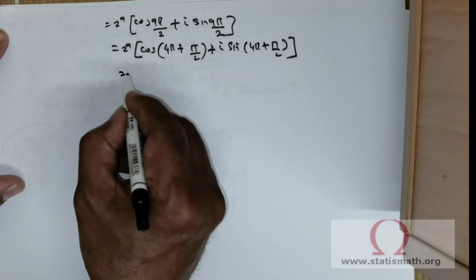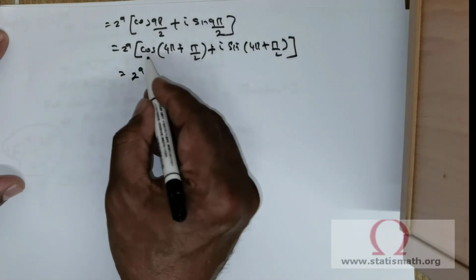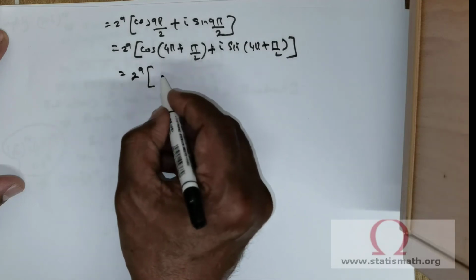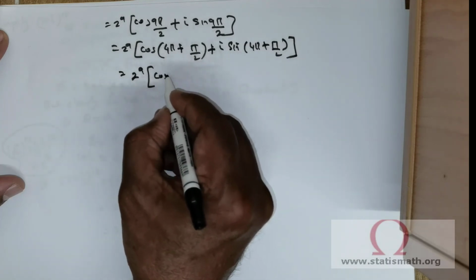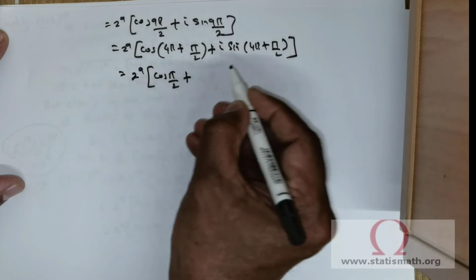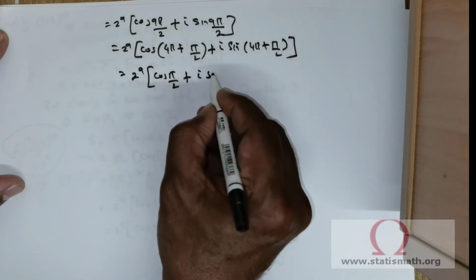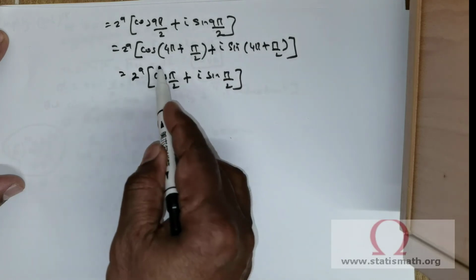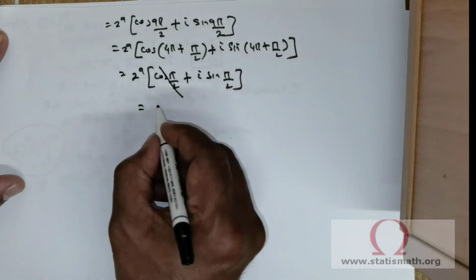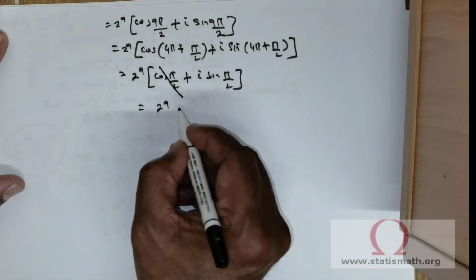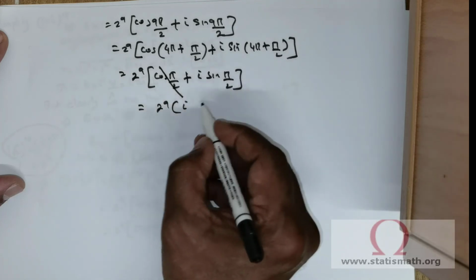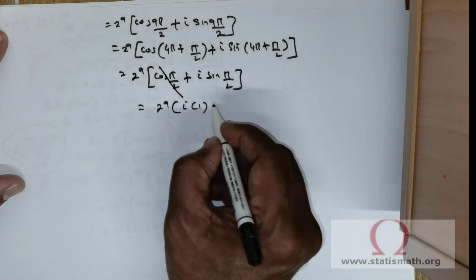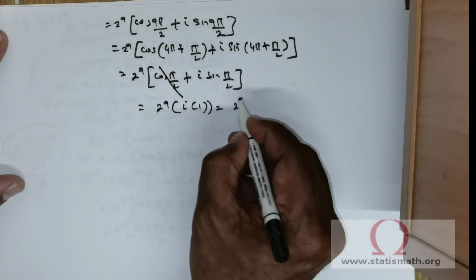Now clearly this is going to be 2 raised to the power 9 times cos of (4 pi + pi over 2). From trigonometry we know this is going to be cos pi over 2 + i sine pi over 2. This is what we got. Cos pi over 2 is 0, so it cancels. So this is going to be 2 raised to the power 9 times i times sin pi over 2, and sin pi over 2 is going to be 1.